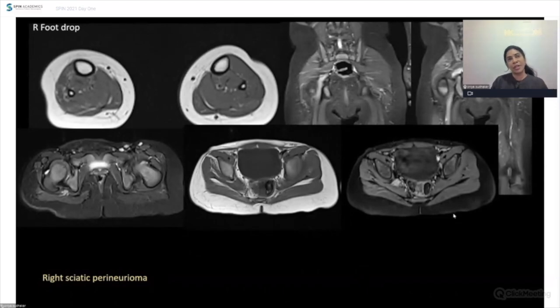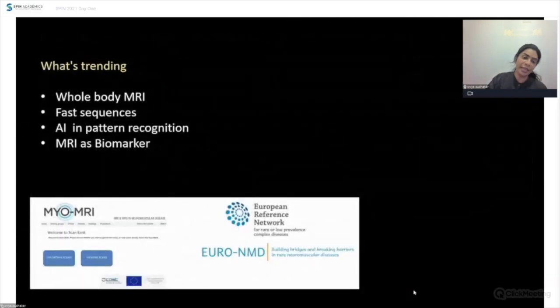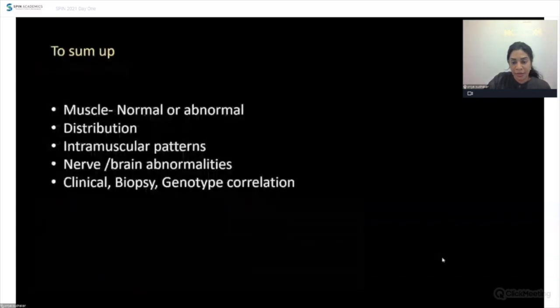So one more thing is we usually image at the common peroneal level near the head of the fibula, but the common peroneal component of the sciatic nerve can be involved, and it is very important that you image right from the pelvis to the common peroneal nerve. So what's trending in muscle MRI is, as we saw, the whole body MRI can be done. Many fast sequences are coming, and the pattern recognition that we try to look at can be done by AI. And as we said, MRI is coming up in a big way as a biomarker. And there is the Sniya MRI initiative where they look at AI in pattern recognition. There's also a platform to share confirmed genetic cases so that everyone gets to see the patterns.